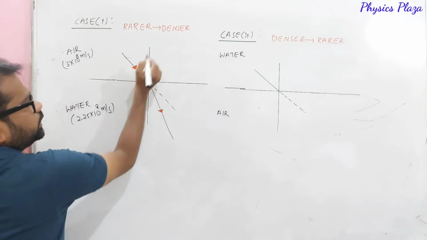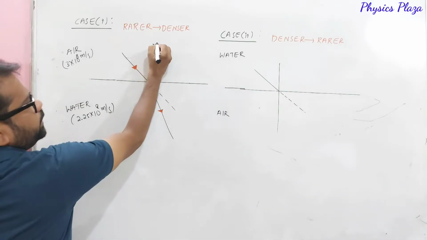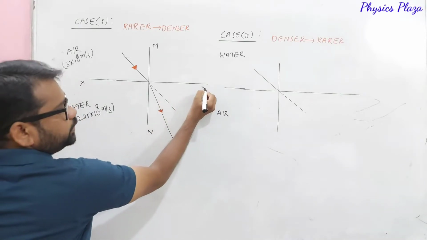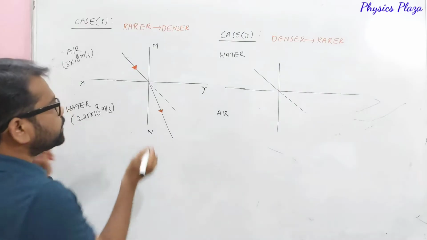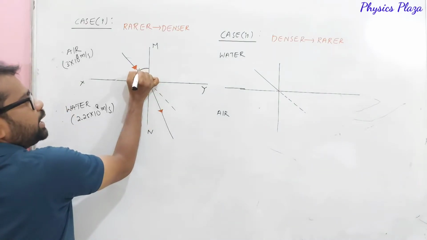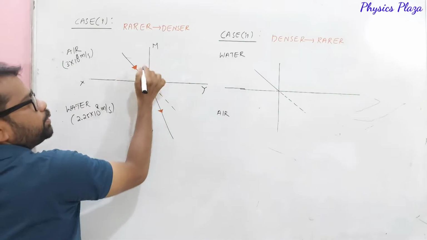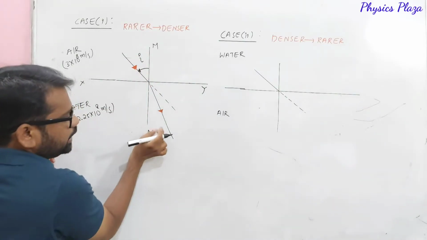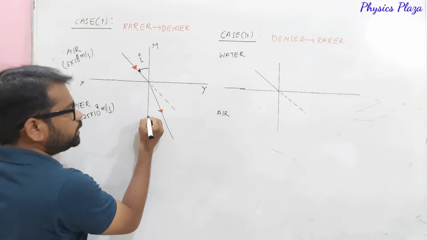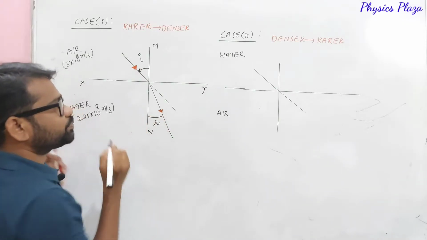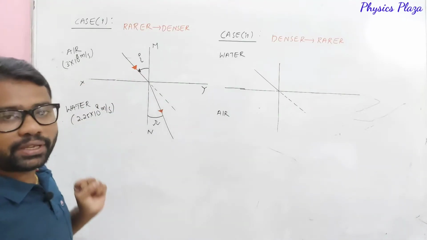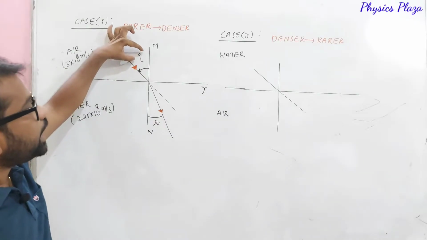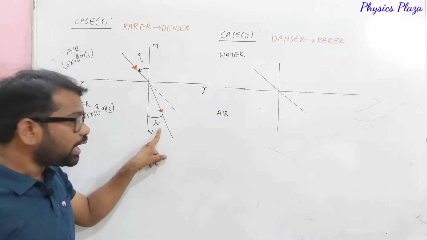Children, let us say here MN is a normal, and XY is the boundary between the two media, that is the interface. The angle between the incident ray and the normal drawn is called the angle of incidence, whereas the angle between the refracted ray and the normal is called the angle of refraction. Children, observe here, as light is moving from rarer to denser medium, the angle of incidence is greater than the angle of refraction.